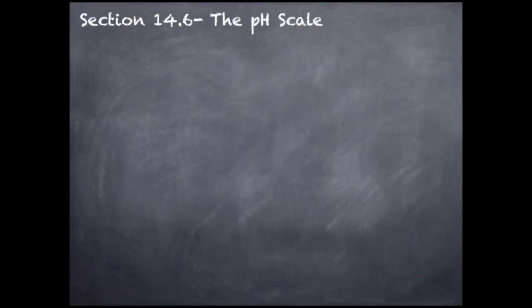Now you might have been exposed to the pH scale, the whole concept that if your pH is below 7, then you're going to have an acidic solution. If it's above 7, you're going to have a basic solution. And if it's at 7, then you have a neutral solution. Well, we're going to actually be able to calculate the concentration of hydrogen ions based on the pH scale now.